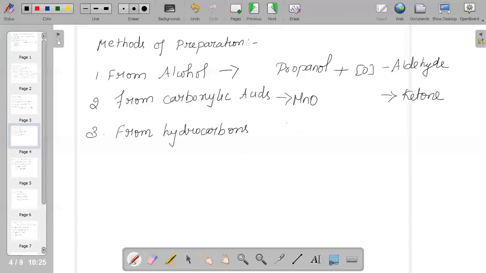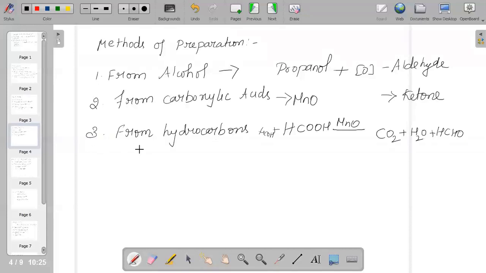For example, if I take methanoic acid, HCOOH, reacting with another HCOOH, in presence of manganese oxide it will give carbon dioxide plus H2O plus the aldehyde formaldehyde, or we can say methanal. Even when methanoic acid reacts with ethanoic acid, it will give us an aldehyde, that is ethanal. So there are different methods which we can use.